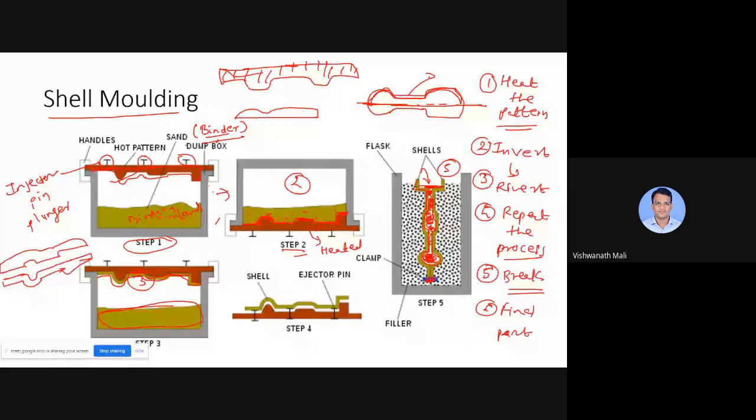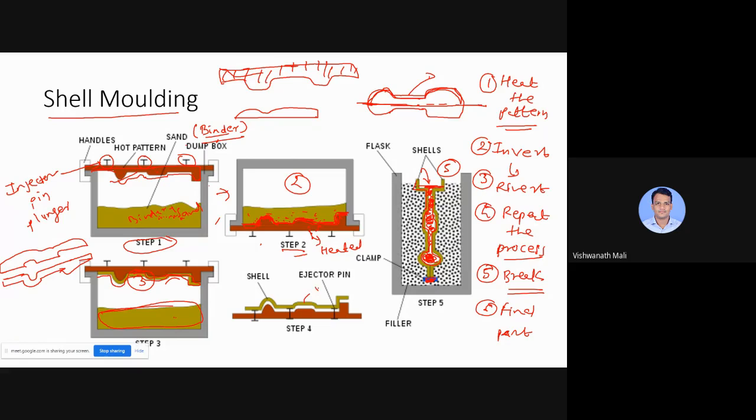Once we invert, as our pattern is heated and the sand contains binder particles, it will stick to our metal pattern, right? The thickness of that depends on the time which we allow for sticking. Once we get the required thickness, again we invert it and get it to the original position. So here we can find the shell which we have prepared. The same process we repeat to get the other part of the shell.